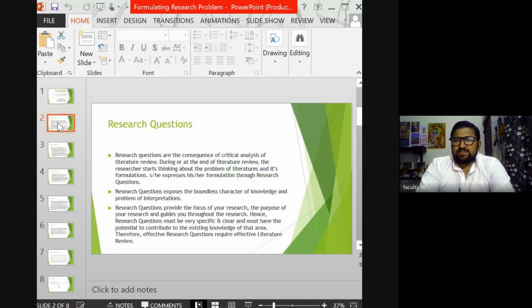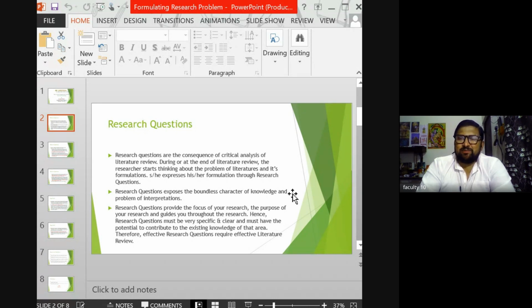So research questions are the consequence of the critical analysis of literature review. Right. So after you do the critical analysis of the literature review, you find research questions. One example comes to my mind: literature review is like Samudra Manthan and research questions are the Amrut. Now for getting Amrut, you need to do a manthan, and to get research questions, you are doing the literature review.